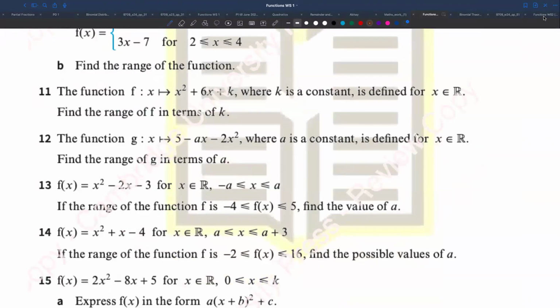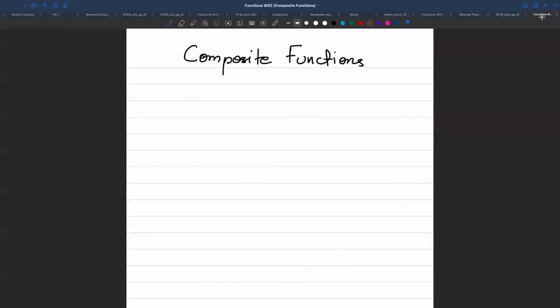Okay. So if we have understood the basics of functions, the next thing is composite functions. It is quite simple. I'll quickly go over it and you will be starting some of the questions on your own. So let's say you have f of x is equal to 2x plus 3.